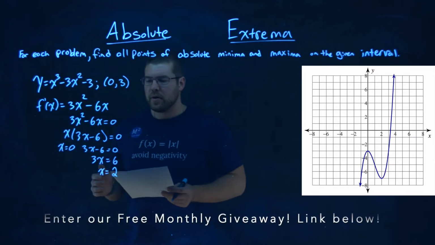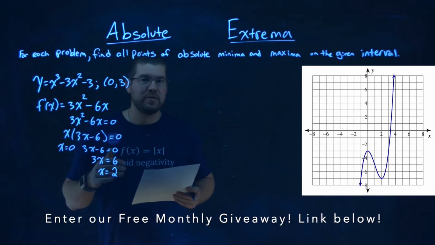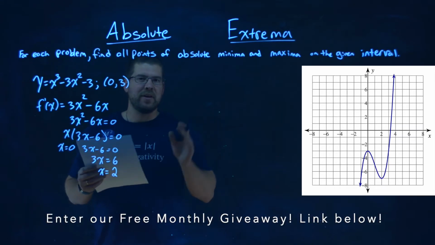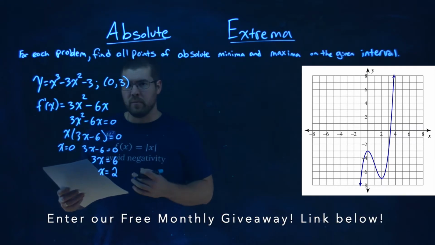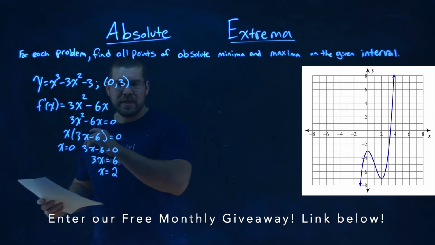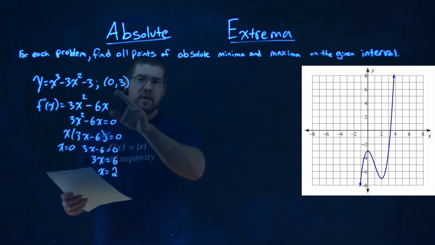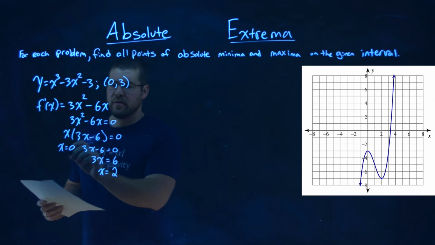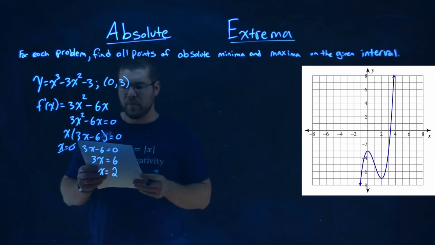So now we use these two critical values to see which one is really within our interval and can be an absolute minima or maxima. We don't need to check 0. It is not within our interval. I just missed it. So 2 is the only one we really need to look at.